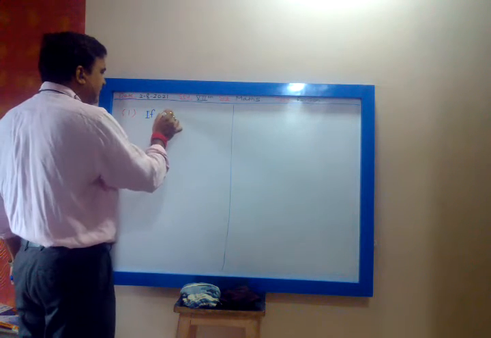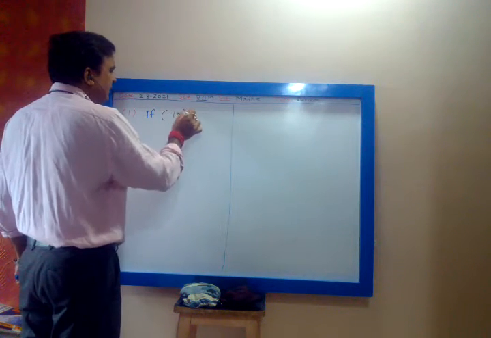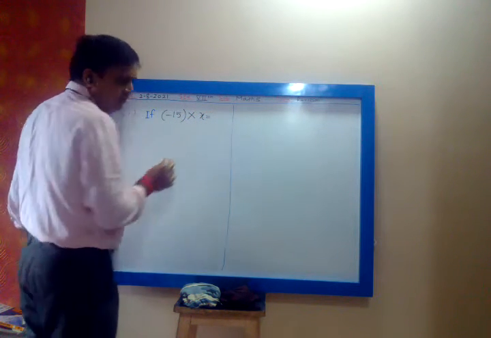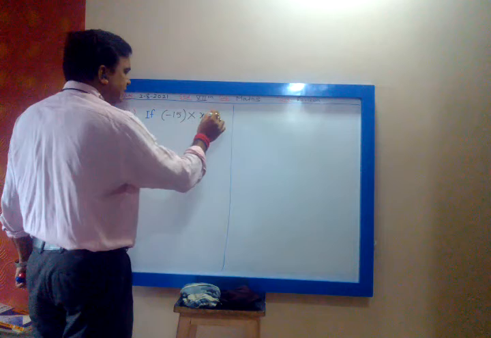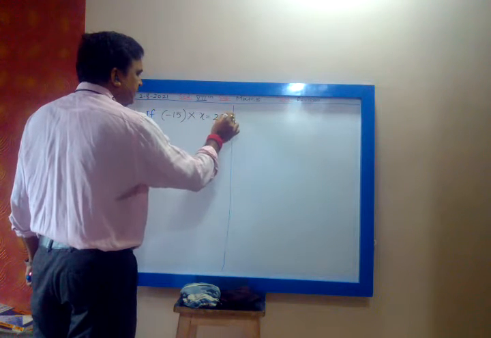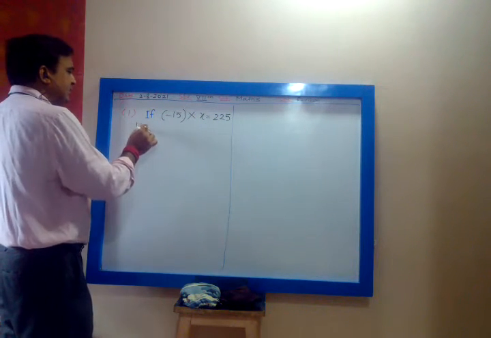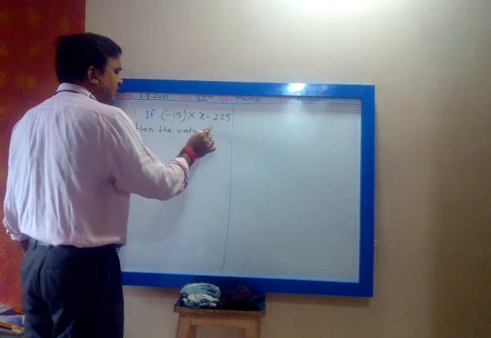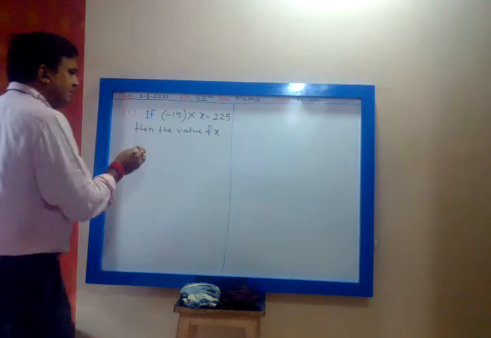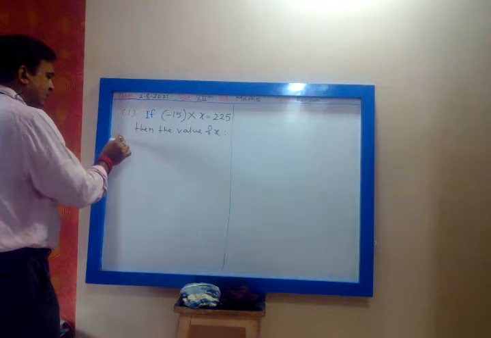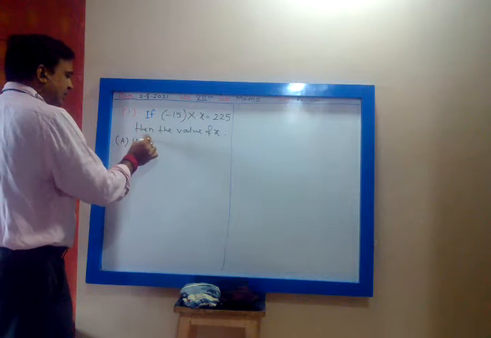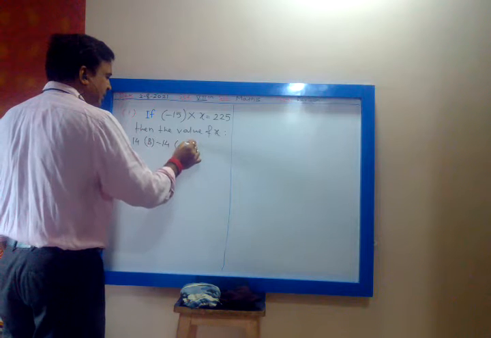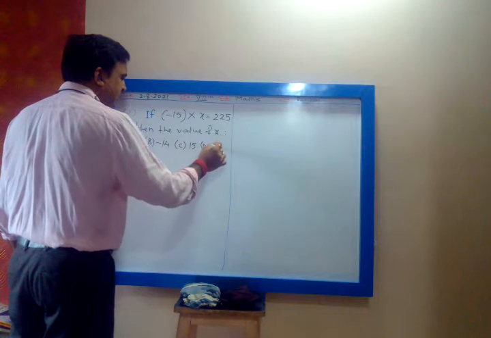If minus 15 into x is 225, then find the value of x. Then the value of x is: A, 14; B, minus 14; C, 15; D, minus 15. Instead of asking me, start solving.